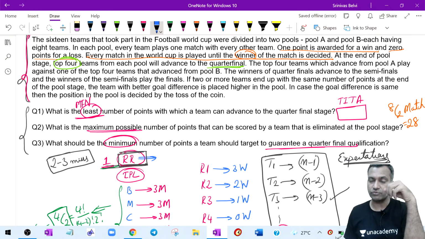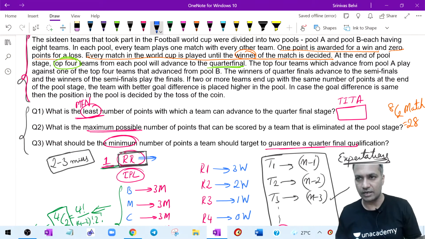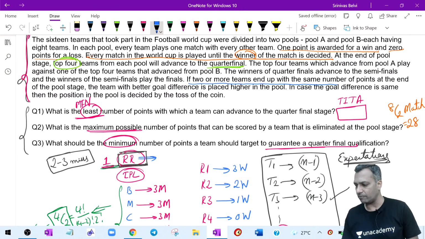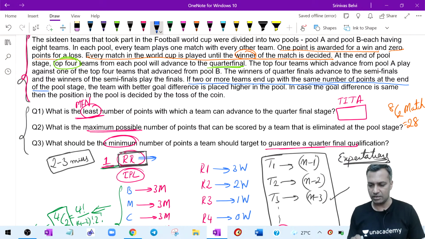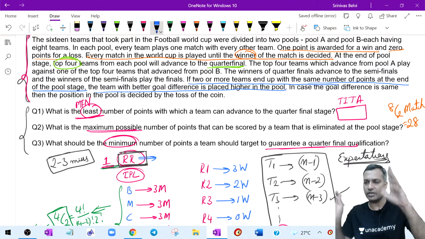What if, when you are trying to rank them 1, 2, 3, 4, some of you end up getting the same number of points at the end of the round robin? It is quite possible that there might be an equal number of points there, right? Okay, when that happens, how do I resolve that conflict? He said that in this tournament, they have taken a decision to resolve it like this. If 2 or more teams end up with the same number of points at the end of the pool stage, the team with better goal difference is placed higher in that particular pool.